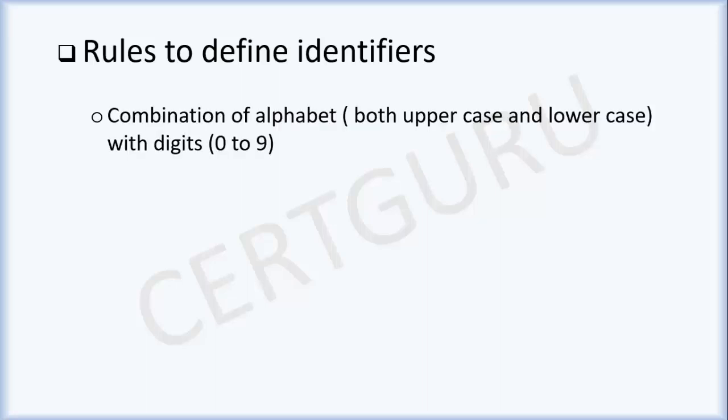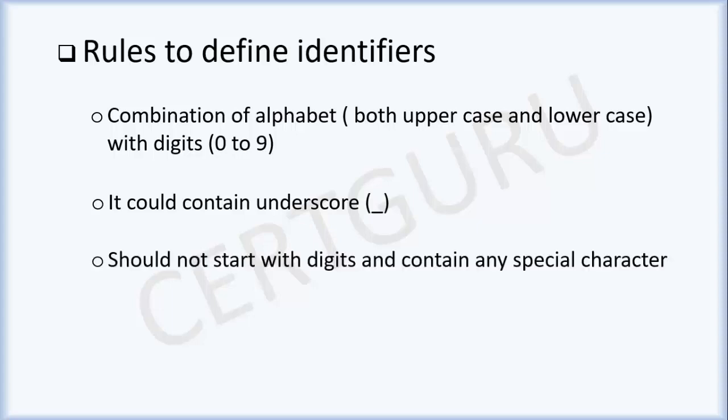Whenever we want to define any variable, we need to follow a few rules to define an identifier. Whenever we define any type of identifier in Python, like variable names, we need to follow a few rules. We can create an identifier with a combination of alphabets, uppercase and lowercase, with digits, and identifiers could contain underscore as well. An identifier should not start with digits and it should not contain any special character. Please remember, identifiers are case sensitive in Python. Let's have a look at the practical approach to understand it better.